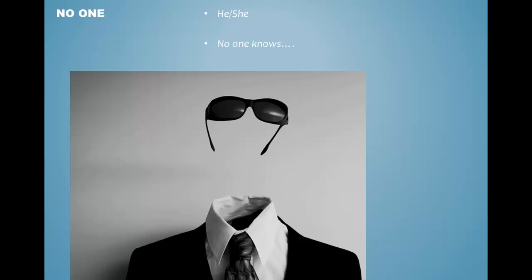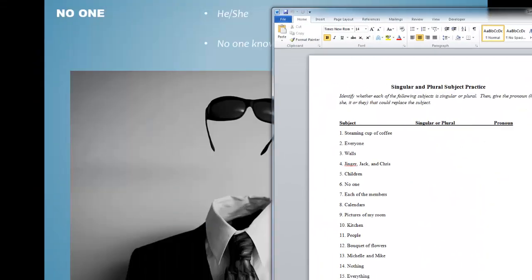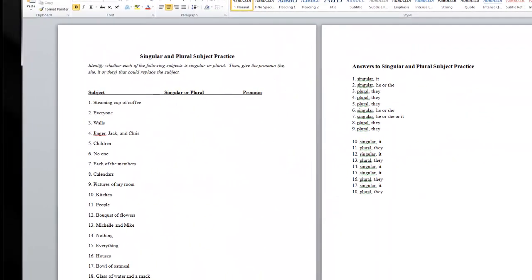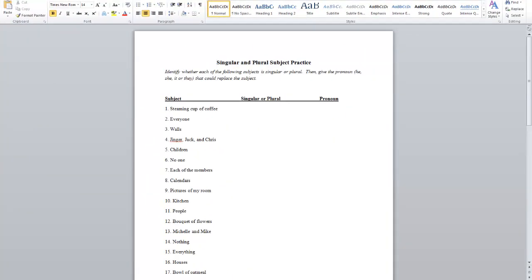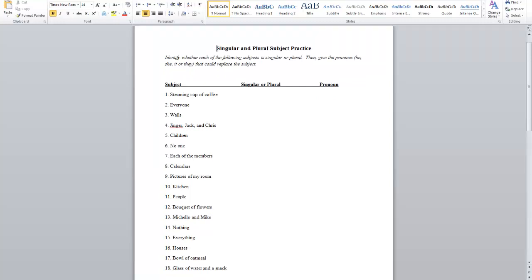The rest of the nouns on your list are going to be replaced with the pronoun they. Okay, so let's think about some of these that are also replaced with they. Okay, walls is plural. That's they. Ginger, Jack, and Chris, also they. Children is they. Calendars. Pictures of my room.